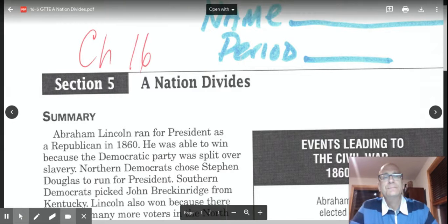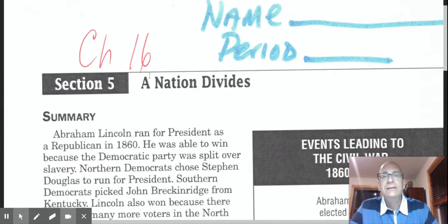1860 rolls around. That's where we're going to be picking up today with the last section of chapter 16, and it is titled A Nation Divides.